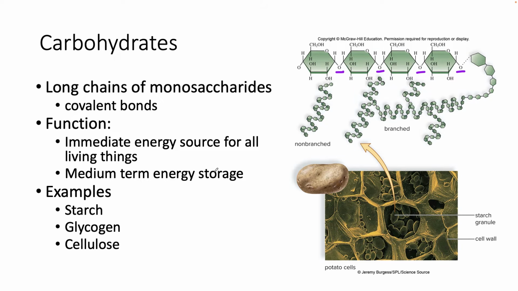Now we also use carbohydrates for medium-term energy storage. So not immediate source, but we store it for a little while. Examples of medium storage include starch, which is what plants use to store energy, and glycogen, which is what we and other animals use to store energy.